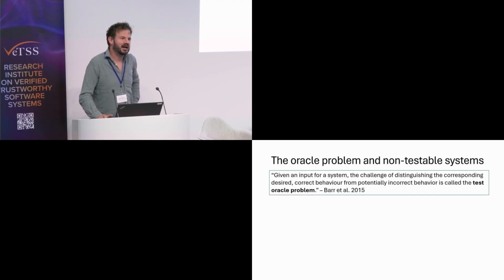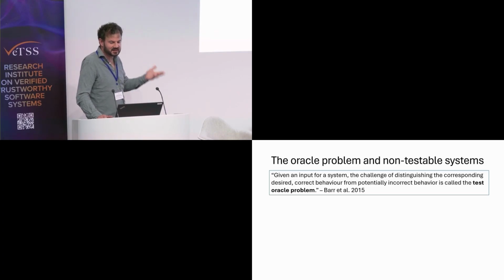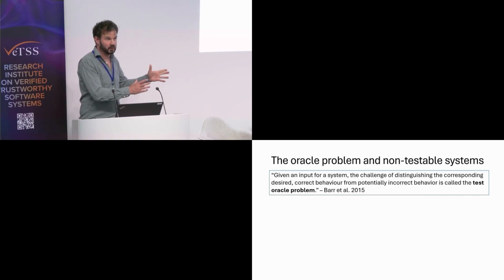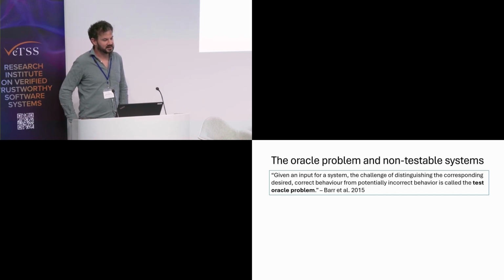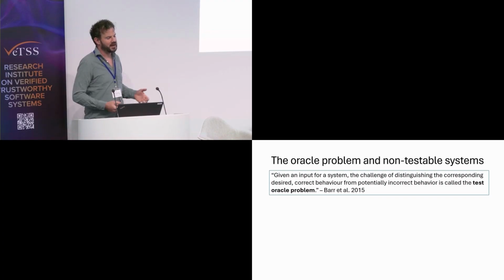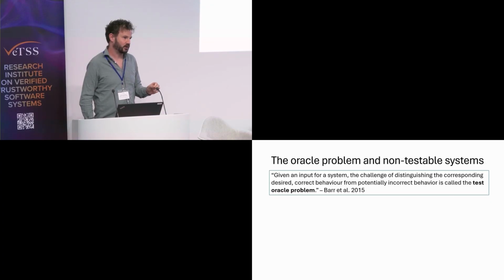Let's start with a definition. I like this definition of the oracle problem from a 2015 paper by Earl Barr and others. Earl Barr is now a professor at UCL. This, I think, was back from his PhD days. He defines the oracle problem as follows. Given a system, so we might think of a program or a deployed computer system, the oracle problem is the challenge of distinguishing the corresponding desired correct behavior from potentially incorrect behavior when the system is given an input. So you give the system some kind of input, it responds in some way, and the oracle problem is determining whether that response is acceptable or not, whether it's the correct response or a correct response.